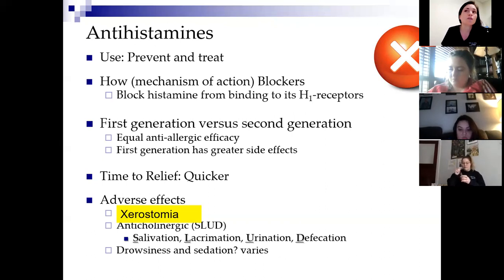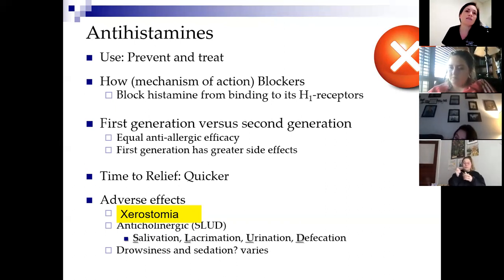So there's two different generations. There's the first generation and the second, and we'll talk about that a little bit more. The time to relief is much faster. It happens far more quickly, like within hours. And then the biggest adverse effect is dry mouth or xerostomia.